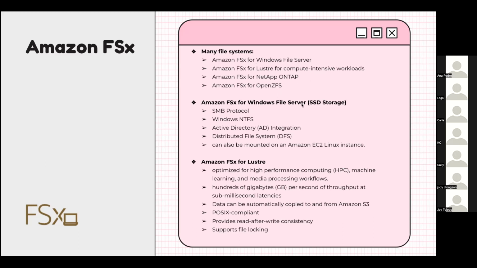For FSx Windows, it uses the SMB protocol. Very good when using with Windows NTFS, and if you have your Active Directory, the Windows user management and permissions. So FSx for Windows file server can also be mounted and used by EC2 Linux as well. So if you're hybrid in terms of operating system, then you can use Windows file server instead.